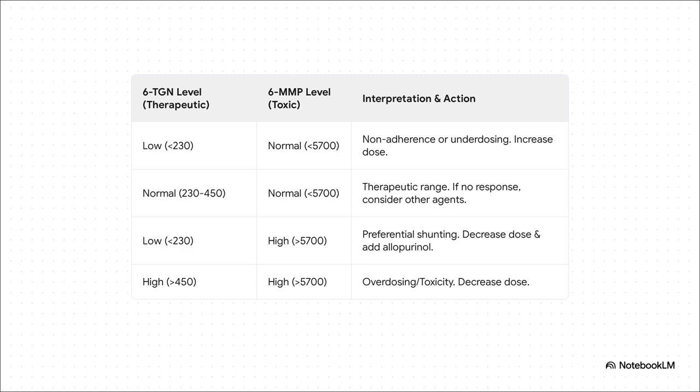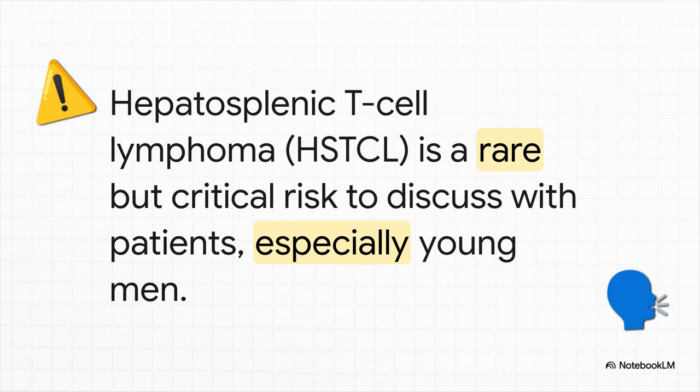But now look at the third row. This one's fascinating. The good metabolite is low, but the bad one is high. This person is a shunter. Their body is preferentially sending the drug down a toxic pathway. By checking these levels, you can figure out what's really going on and fine-tune the therapy instead of just flying blind.